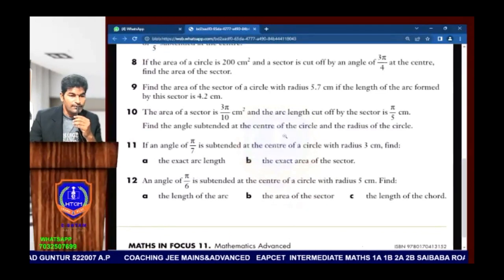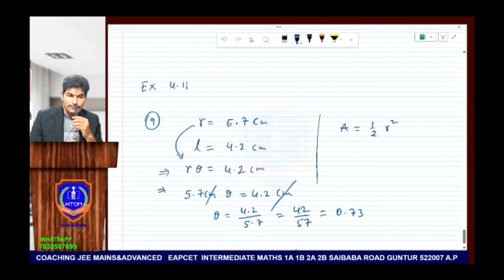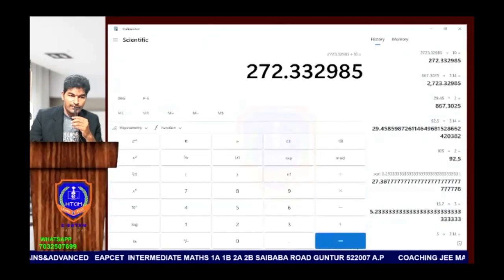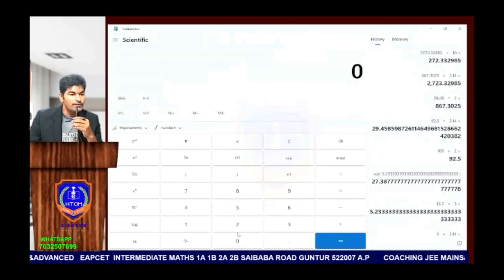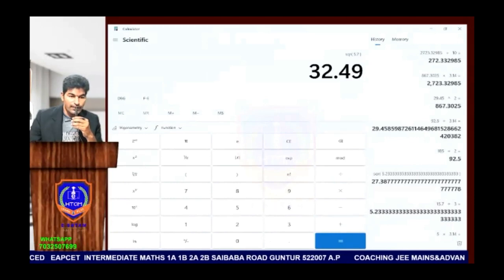Now what do we want? He needs to calculate the sector area. So what is the formula for sector area? Half r square theta. Sector area equals half r square theta. So r value is how much? 5.7 and whole square. Theta is how much? 0.73. Okay, so first we will calculate 5.7 square, how much is it? 32.49.